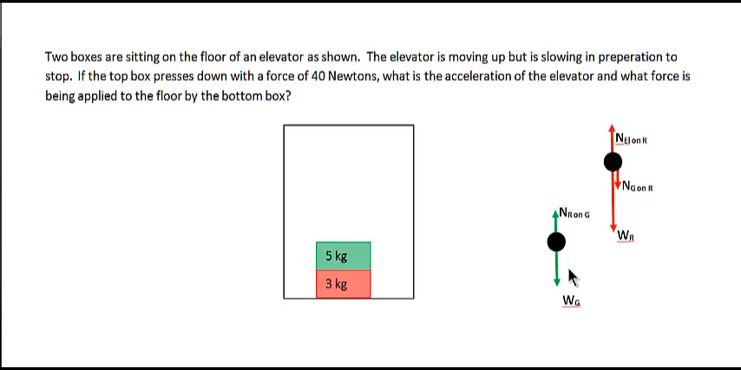So here's one in front of us. Let's read it. Two boxes are sitting on the floor of an elevator as shown. The elevator is moving up but is slowing in preparation to stop. If the top box presses down with a force of 40 newtons, what is the acceleration of the elevator, and what force is being applied to the floor by the bottom box?